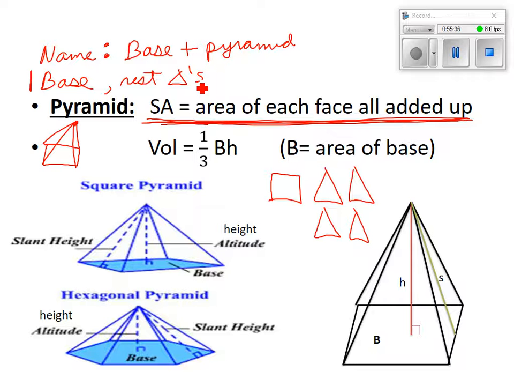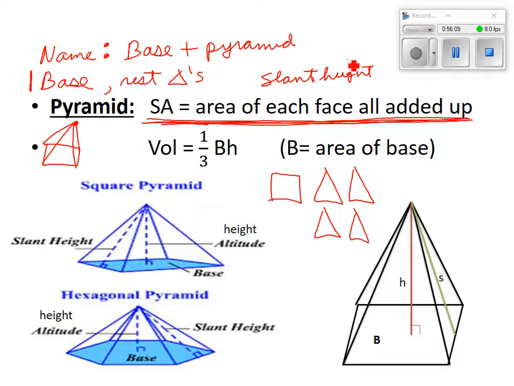When we're doing volume, let's go back to surface area. When we're doing surface area, you've got to be able to find the slant height, because to find the area of this triangle right here, we need that height going down the side of the pyramid. We don't want the height going down through the middle of the pyramid. We want the height going down the side for surface area.